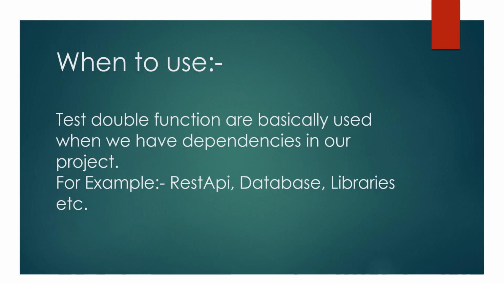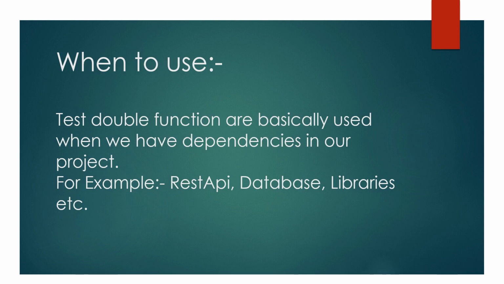So, test double functions are basically used when we have dependencies in our project. For example, REST API, database, libraries, etc. These are our external dependencies. So, it is only used to be assured of where the error is coming from. Like we hit an API from the front end and that API is getting data from a database. So if anything goes wrong in the API, then by using a spyOn function, we can be assured that the issue is coming from the API side, not from the unit test code. If you want to find the issue manually, then it can consume much time.